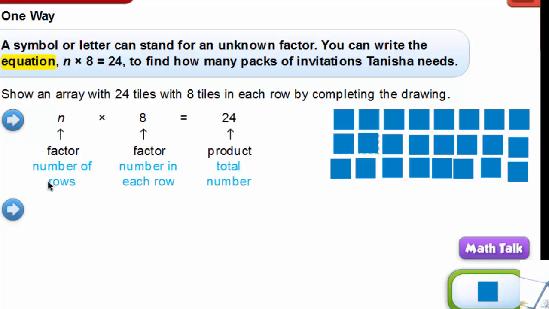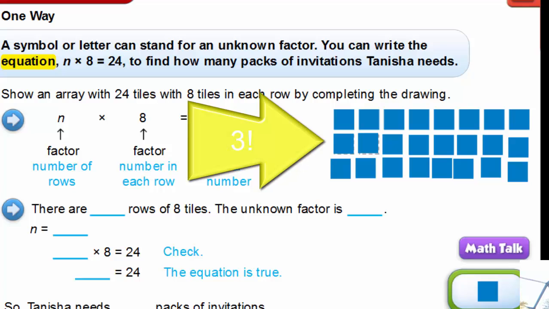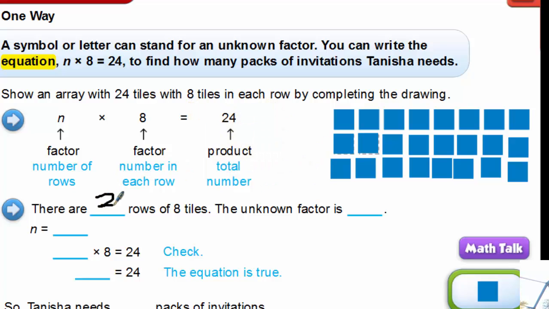N stands for the factor, the number of rows. 8 stands for the factor, the number in each row. 24 is the product. How many rows of 8 tiles do we have, everybody? 3. That's right. We have 3 rows of 8 tiles. So the unknown factor is what? That's right, 3. N equals 3.